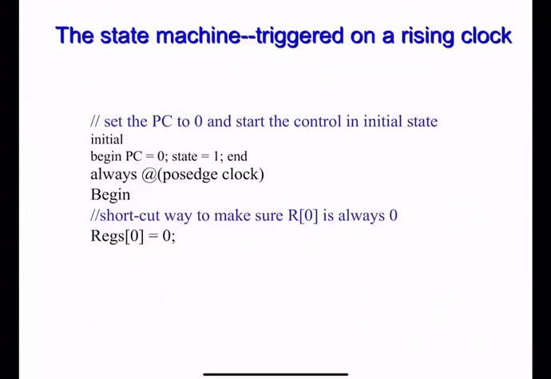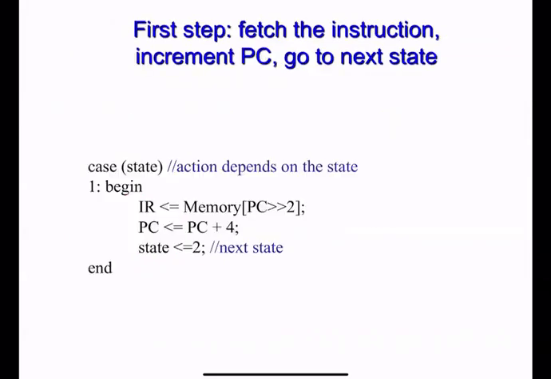Then, just at the beginning, program counter is equal to 0. I am at the very first state, always block at positive edge clock. We would like to begin and ensure that the 0 location inside my register file is equal to 0. Why? Because if you recall, we have agreed that inside my 32 slots, the very first slot has to be equal to 0. It is the zero register. So I have to ensure that this very first slot is equal to 0, and that's why I have this particular step.